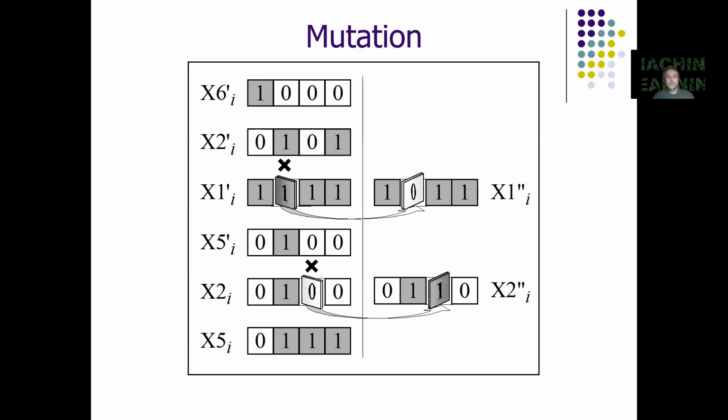So that's an example of mutation. It's a binary representation. We just flip the bit and we can see this happening in chromosome X1. For X2, again, we flip the bit and we produce the mutated X2, okay?